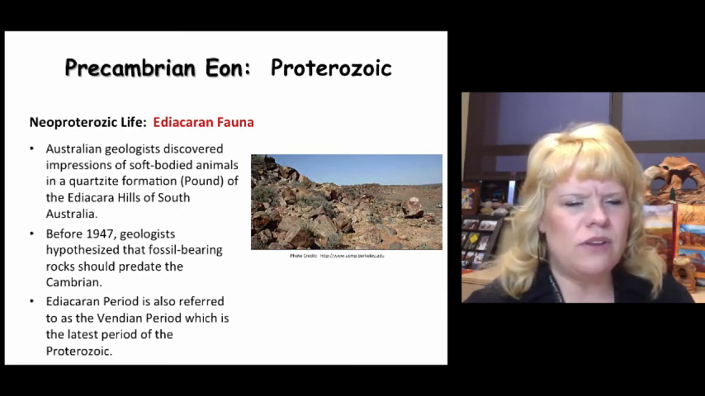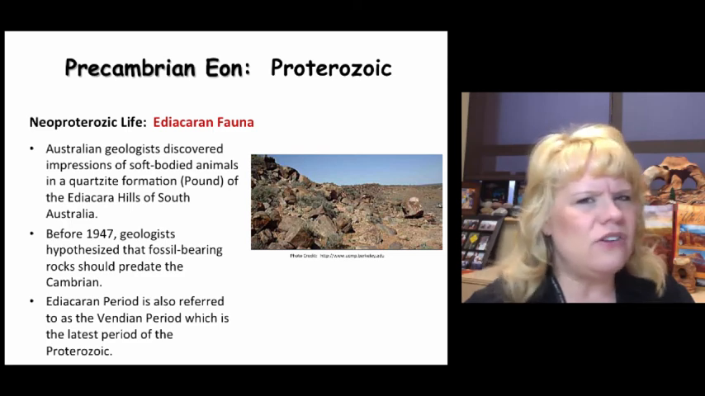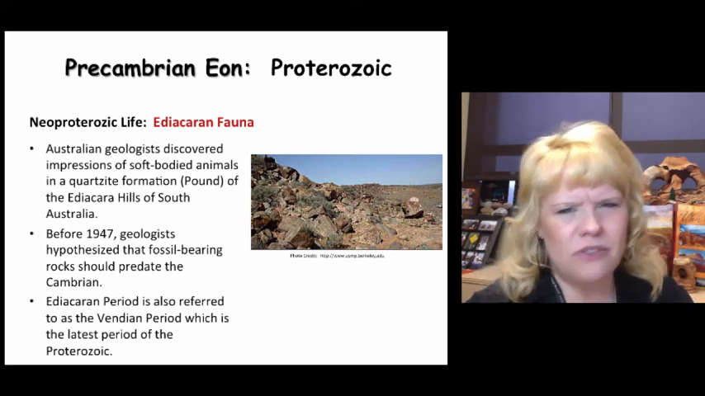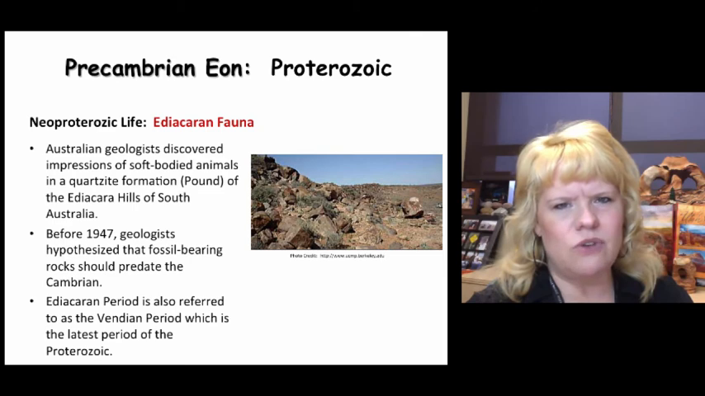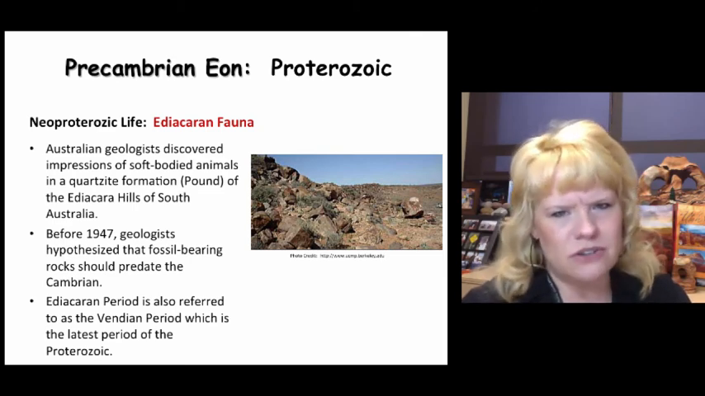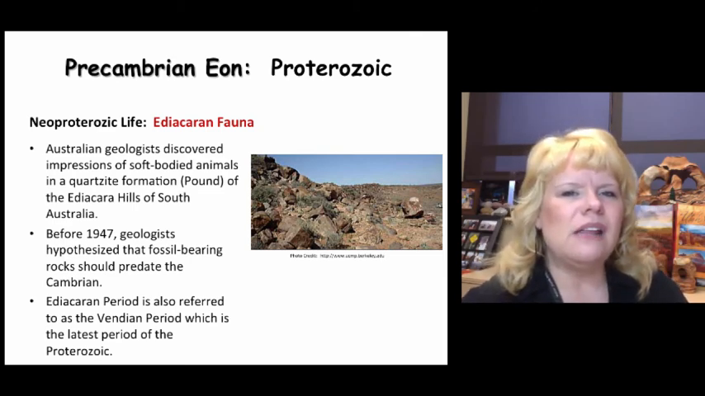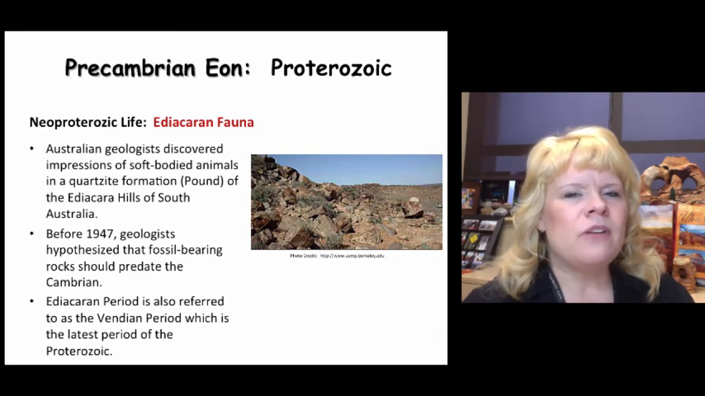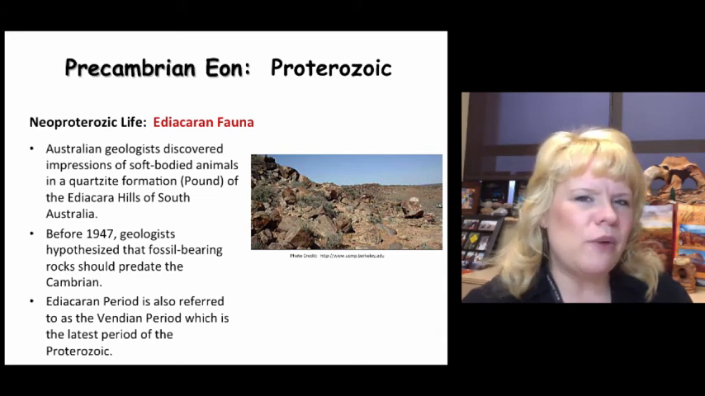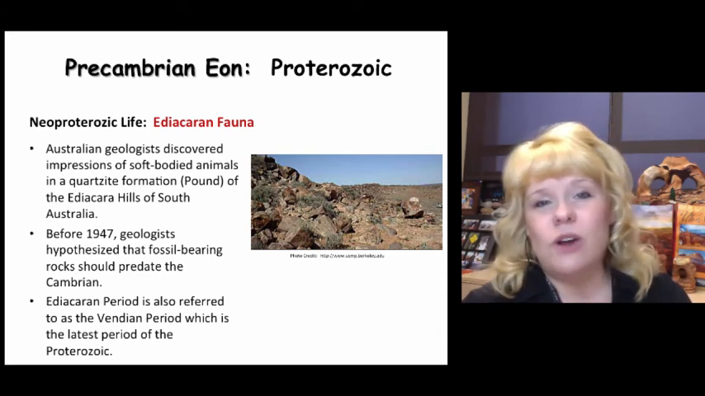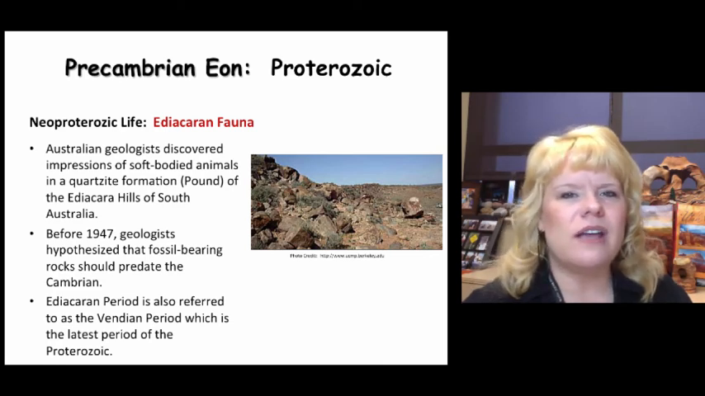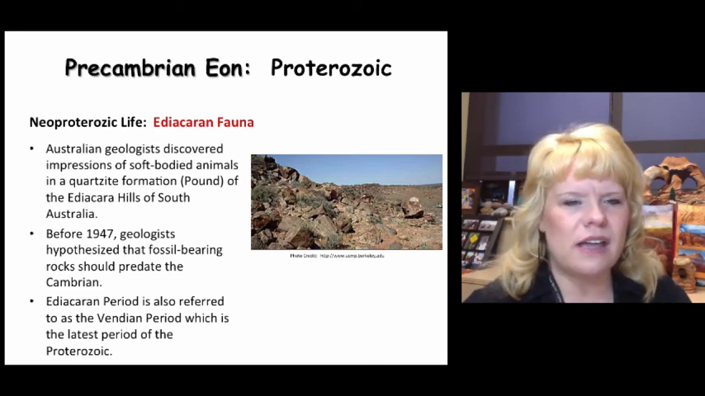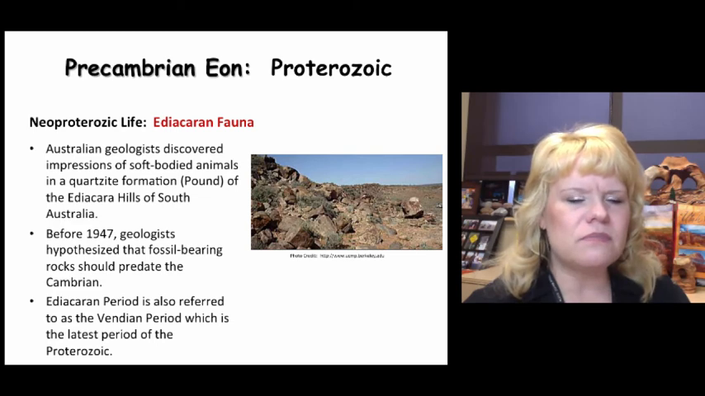Before 1947, geologists already knew, they hypothesized there had to have been some fossils in Precambrian aged rocks. It wasn't just that we magically started the fossil record in the Cambrian period. So we knew the evidence was there even though we hadn't found it. So we were out looking for it, and lo and behold, they're discovered in southern Australia in the Ediacaran Hills.